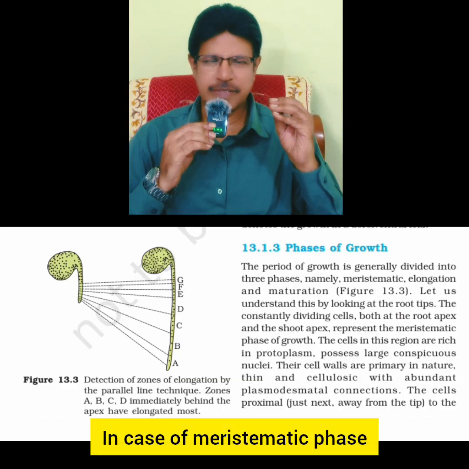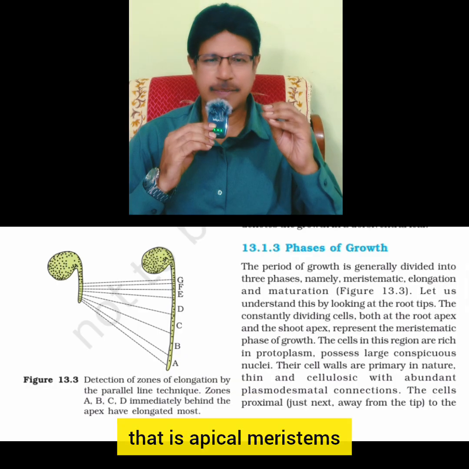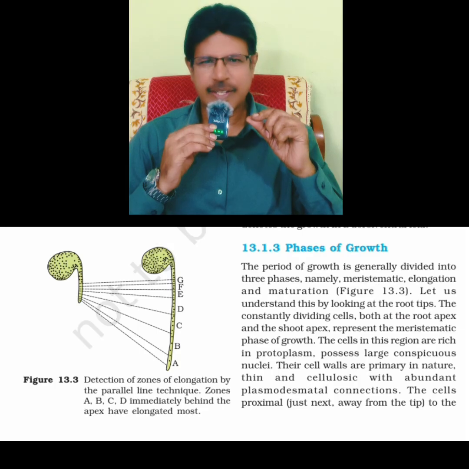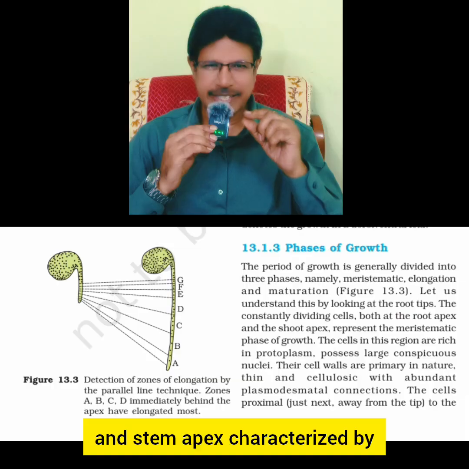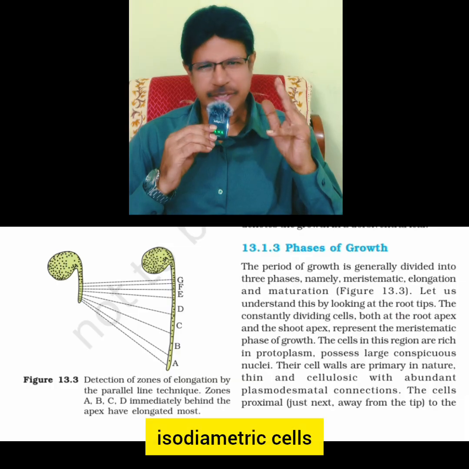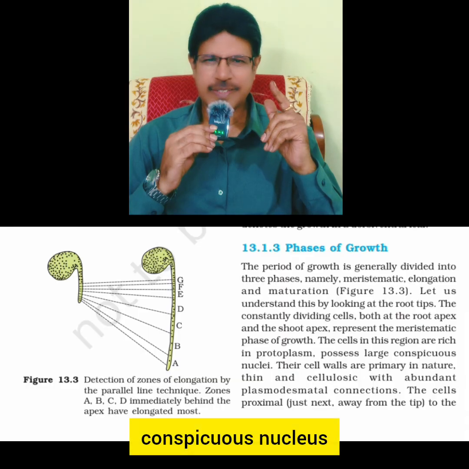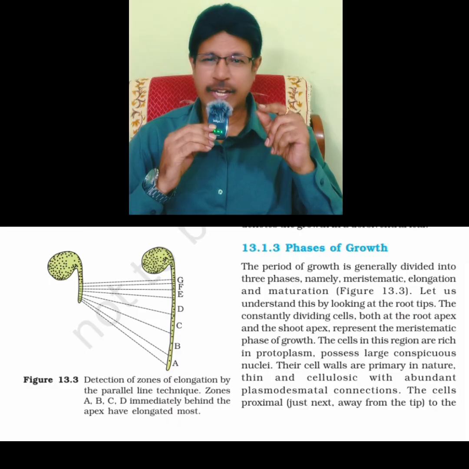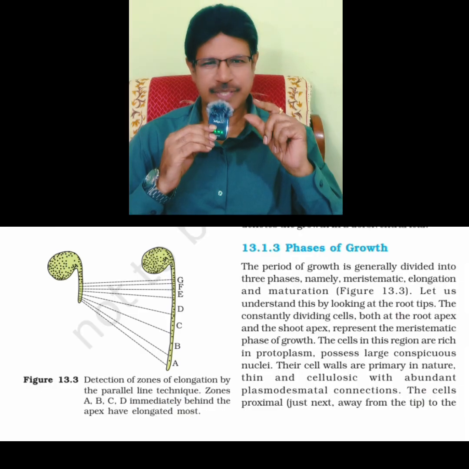In case of the meristematic phase, the meristem present at the apex of root and stem, that is apical meristems, helps in elongation of the axis. The meristem in case of root and stem apex is characterized by isodiametric cells, thin cellulosic walls, conspicuous nucleus, dense protoplasm, no intercellular spaces, vacuoles minute or absent, many plasmodesmatal connections, with active metabolism.